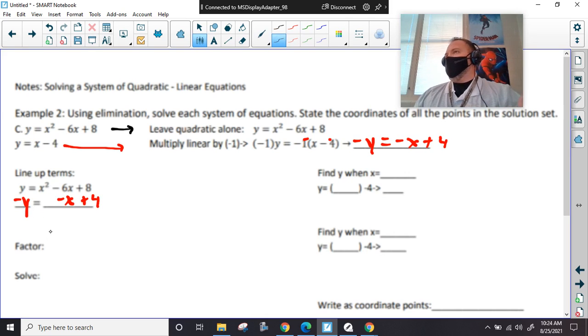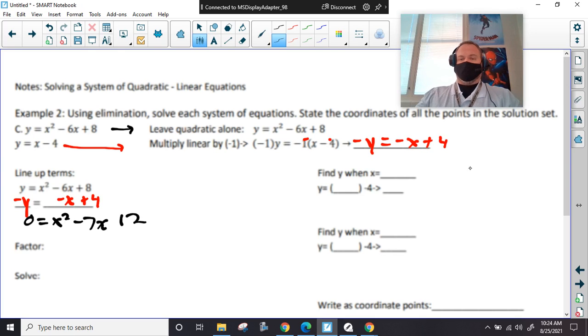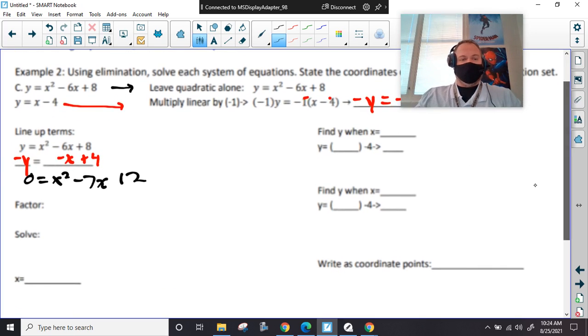Now, this is why it's called elimination. The y's are eliminated. Okay. So we should get 0 equals x squared because we had nothing done to it. All right. -6 minus 1 should give us a -7x. 8 plus 4 is 12. All right.